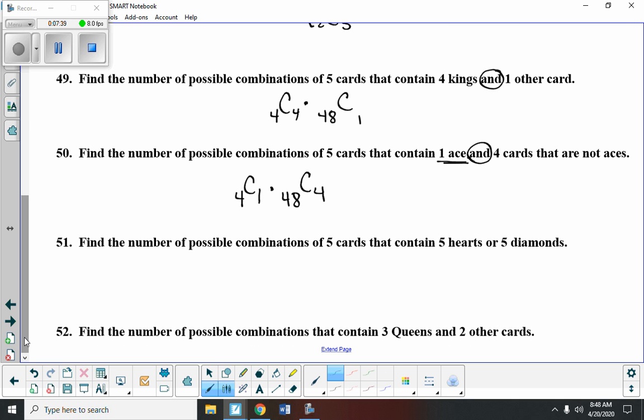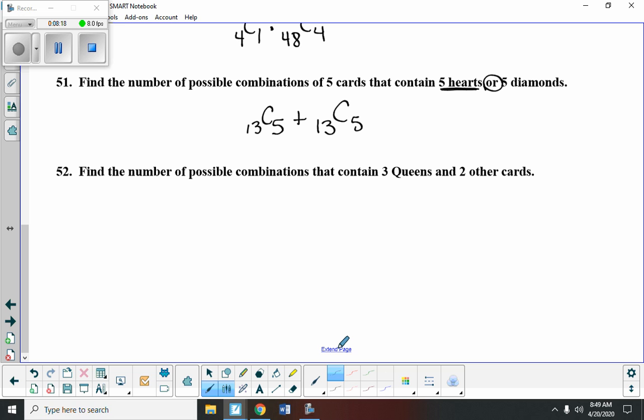Next, find the number of possible combinations of 5-card hands that contain 5 hearts or 5 diamonds. So we want all the ways that you could get 5 hearts. So first of all, you have to think about, okay, how many hearts are there? There are 13 altogether, and you are going to look at all the groups of 5. So 13, and we're going to choose 5. "Or" means you're going to add 5 diamonds. There are 13 diamonds, and you want to choose all the groups of 5. We want to look at how many groups of 5 there are to figure out all of the possibilities that you have.